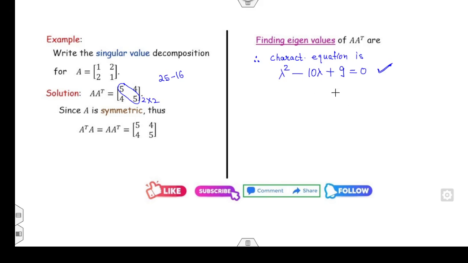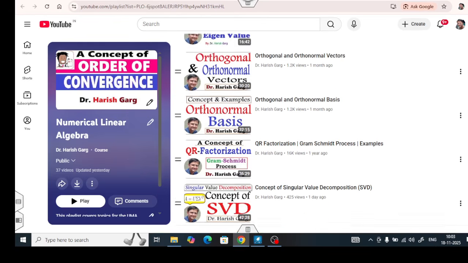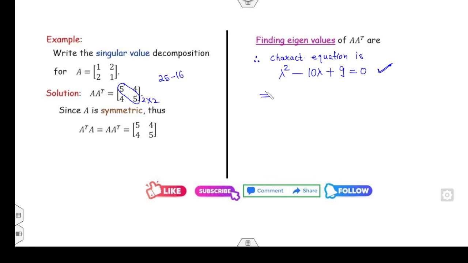For more detail on how you can find the characteristic equation, you can watch my previous lectures, the 20 plus examples of the eigenvalue. That will teach you how you can solve it in a very, very simple manner. Now, can you find the factors of this? Lambda square minus 9 lambda minus 1 lambda plus 9 is equal to 0. That will give you (lambda minus 9)(lambda minus 1) is 0. Therefore, lambda is 9 and 1.